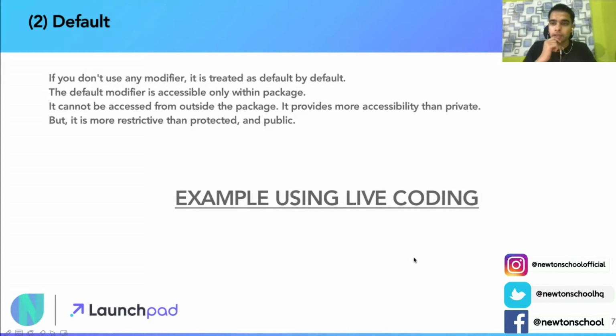Let's move to the second, default access modifier. So if you don't use any modifier, it is treated as default. The default modifier is accessible only within the package. I repeat, within the package. It cannot be accessed from outside the package, and it will provide you more accessibility than private. Okay, but in terms of restrictivity, it is more restricted than protected and public. We are going to see with an example. Let's go back there.